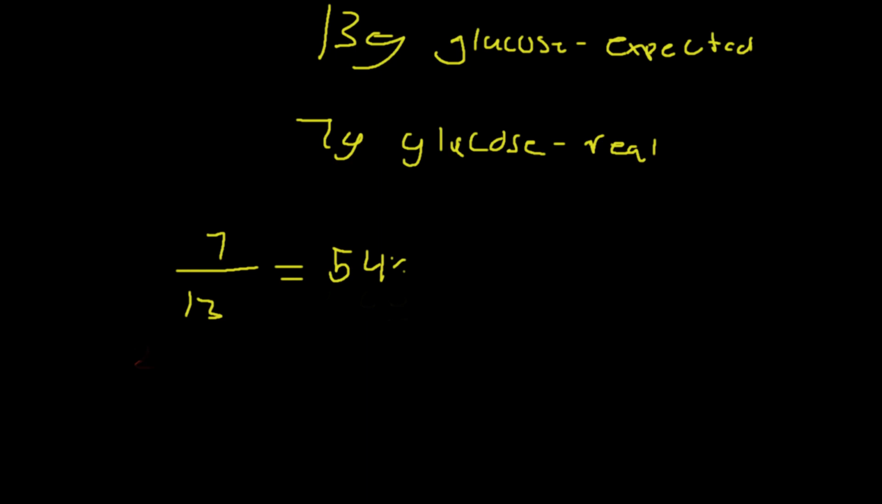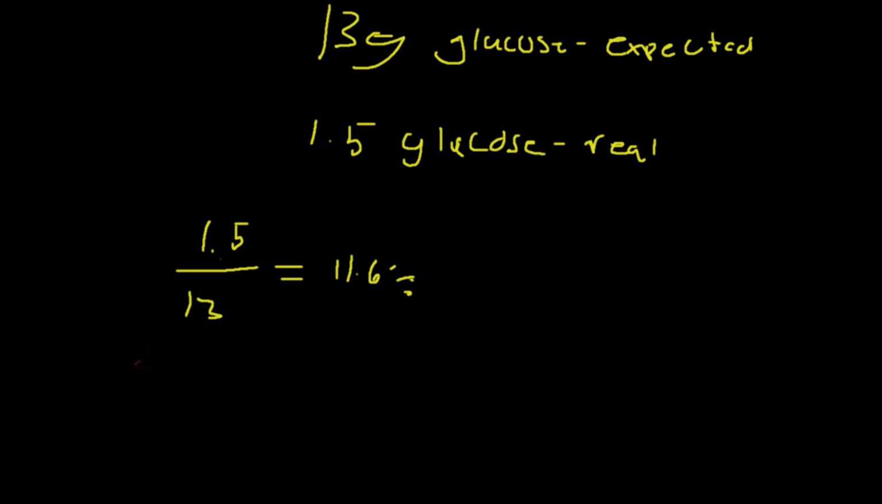Well, our atom economy and our yield are pretty similar, but let's say instead of 7 grams, we got really screwed up. Let's say we only got 1.5 grams of glucose. Well, when we have 1.5, what our actual thing is going to be is more or less around 11.6%. Well, now our yield is 11.6%. Well, that's not that good.